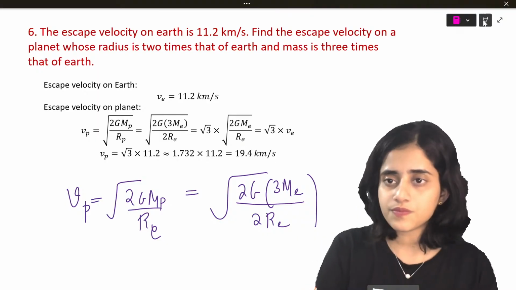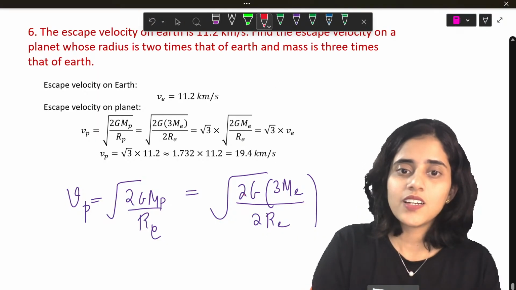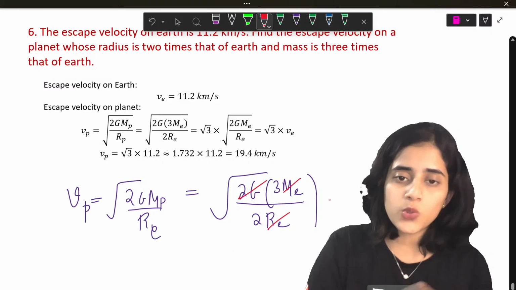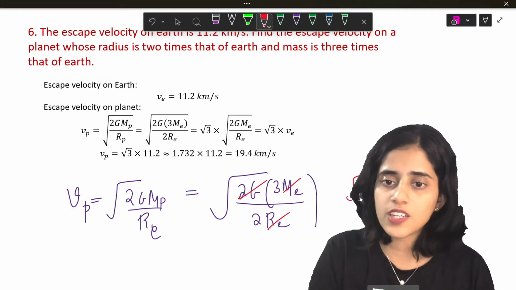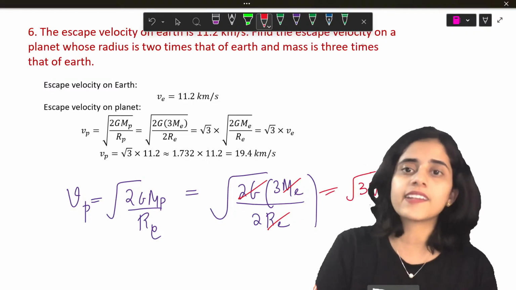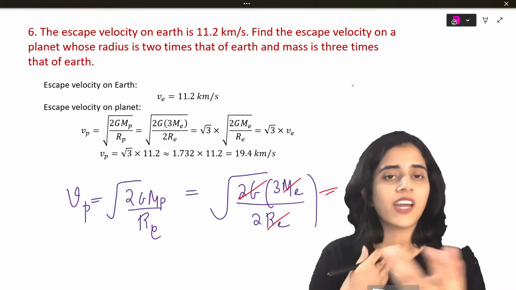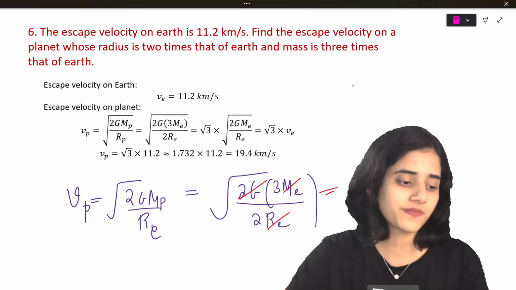Now, here, 2G, Me and Re together form VE. So, I can write this as square root of 3 into VE directly. And then VE's formula value is given. So, I just get the answer.